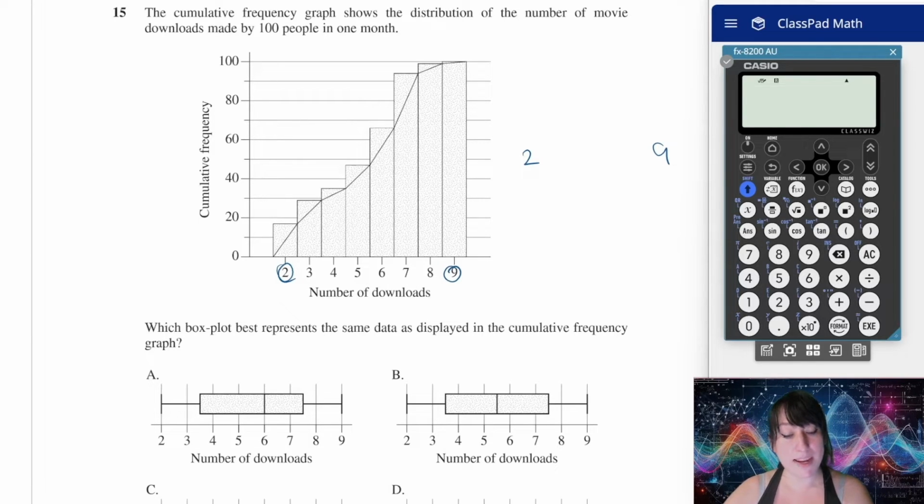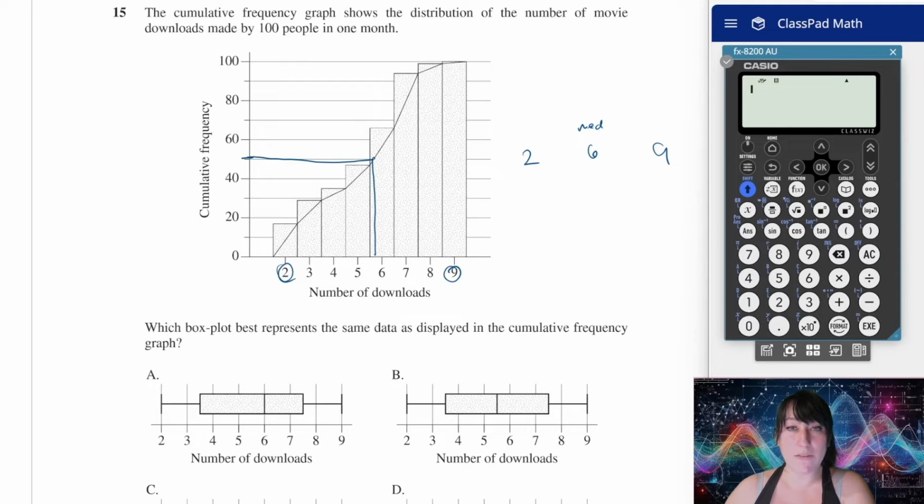Next, we can find the median. The median is the middle score. Now we know that there are 100 scores, and the middle score would be the 50th. On a cumulative frequency histogram, we'll find the middle score, so in this case 50, and trace that across to the ogive or polygon to see that that would be in the 6s, right? So the median is 6.